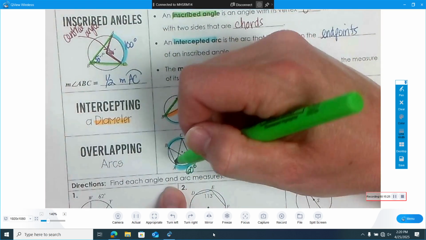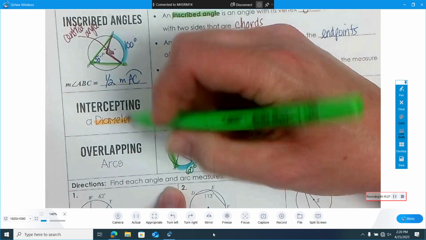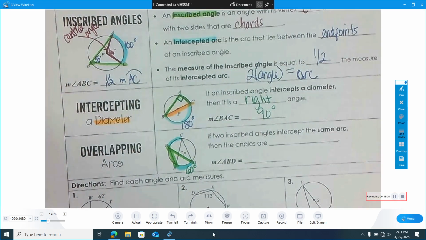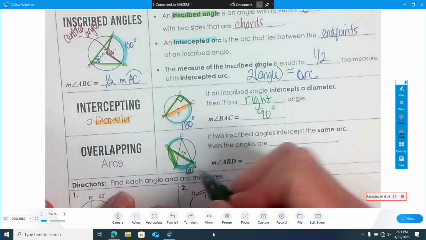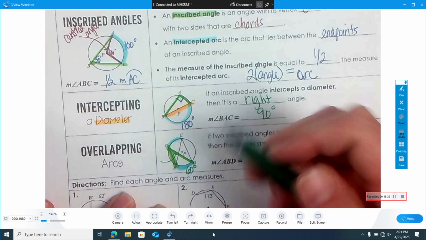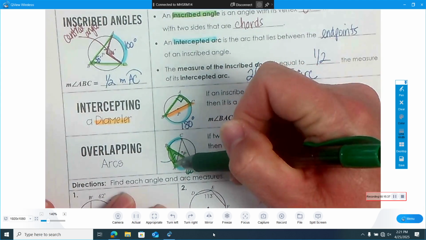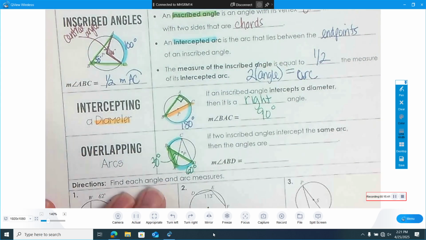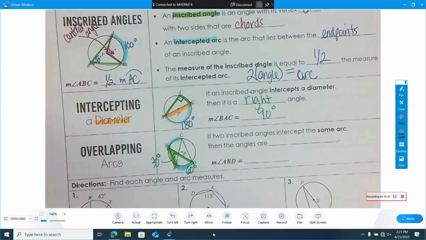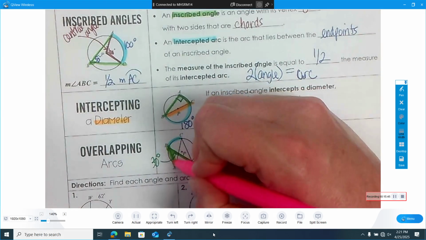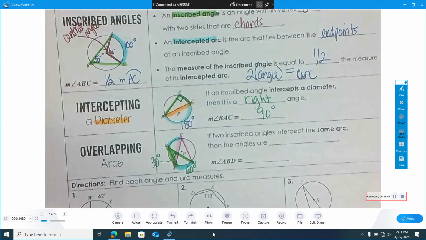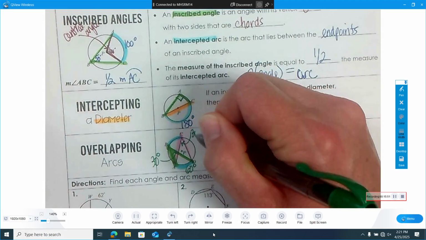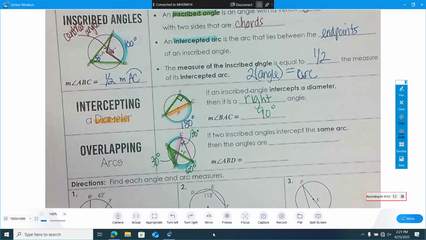I want to know the measure of angle ABD. What's the measure of angle ABD? 30. Again, this is an inscribed angle because all three vertices are on the circle, so that's a 30-degree angle. All right. What's the measure of ACD? Also 30. And that's easy to arrive at, right? You can see the relationship between the arc and the angle.